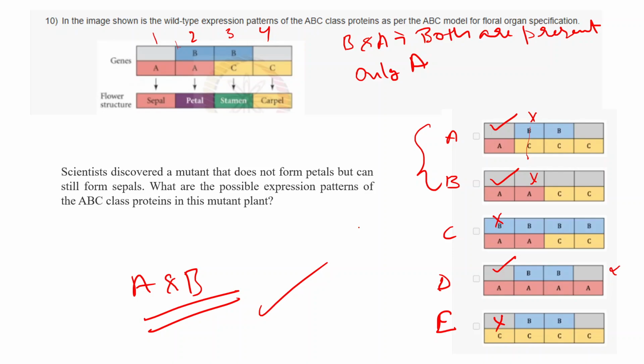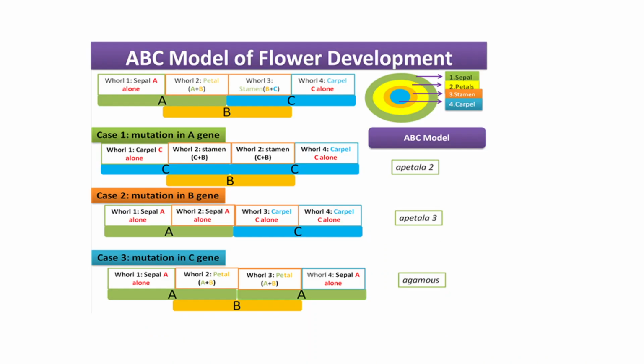Easy, no? The logical reasoning itself is able to explain this question. But let us also quickly see the ABC model of flower development. Okay? Because this ABC model of flower development is actually a very important topic.